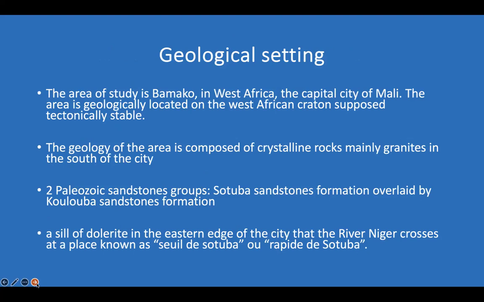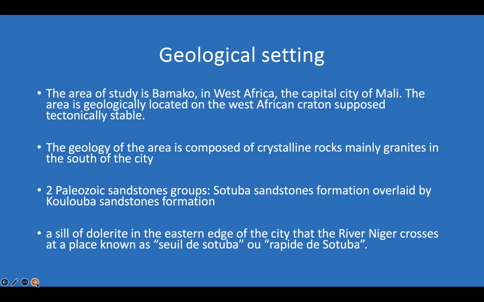About the geological setting, Bamako is in West Africa and is the capital city of Mali, and is located geologically on the West African Craton. Usually in the geological literature and knowledge, we believe that Cratons are tectonically stable. Therefore, we think that there are no earthquake events that can be recorded on Cratons. And the West African Craton is supposed to be also tectonically stable.